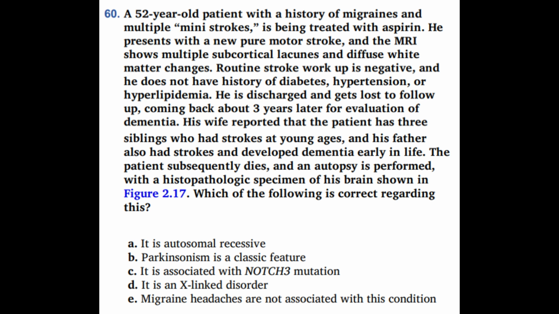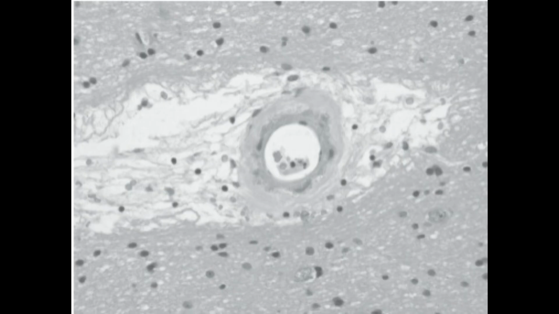His wife reported that the patient has 3 siblings who had stroke at young ages and his father also had strokes and developed dementia early in life. The patient ultimately dies and an autopsy is performed with a histopathological specimen of his brain shown in figure 2.17. Let us take a look at the specimen.